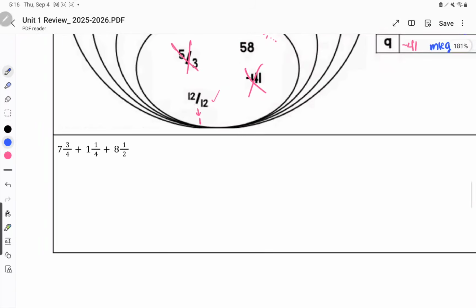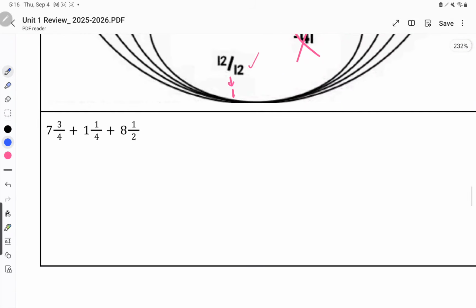Moving on. We have 7 and 3/4 plus 1 and 1/4 plus 8 1/2. When we add fractions, what do we have to have? A common denominator. So we have a denominator of 4 and a denominator of 2. I'm only writing 4 once because both of them are 4. For 4, our multiples are 4, 8, 12, 16. For 2, they are 2, and then 4.